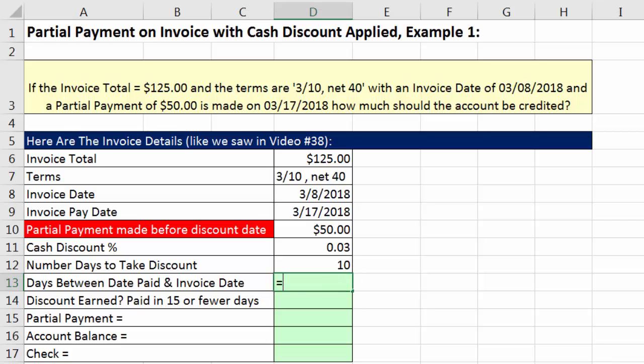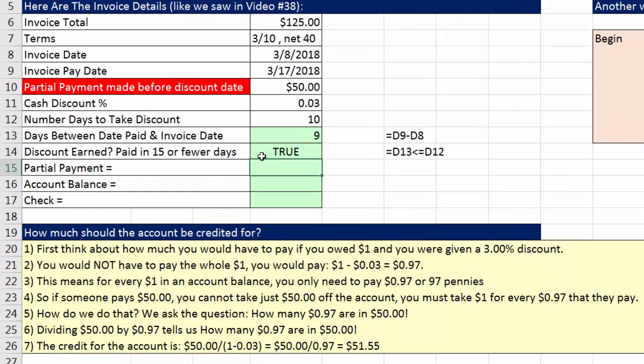So we do date math. There's the invoice pay date minus the invoice date. Remember, it's always later date minus earlier date. And when I hit enter, yes, indeed, we get the discount. 9 days it took us to pay. Now, I'm going to do a formula, and I'm going to ask the question, hey, number of days it took us to pay, are you less than or equal to the number of days they gave us to take the discount? Enter. Uh-oh, what's the partial payment?